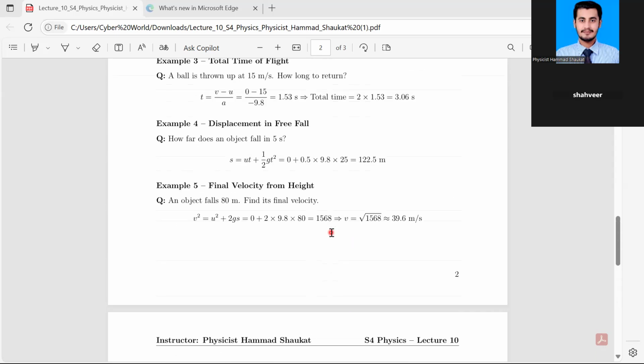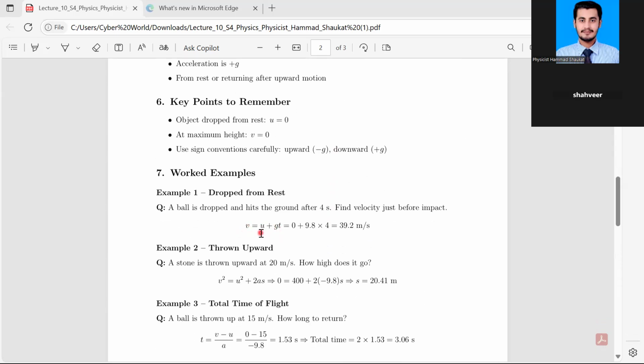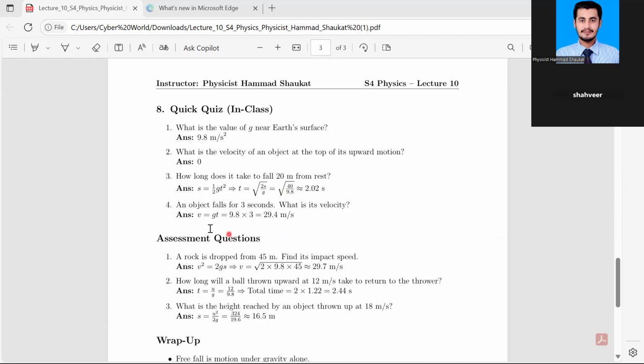So you can see here is the first equation of motion. In this scenario, your initial velocity is 0, that's why I vanish this side. So again, V equals GT. So here what I write, V equals GT, because here I vanish the initial velocity.